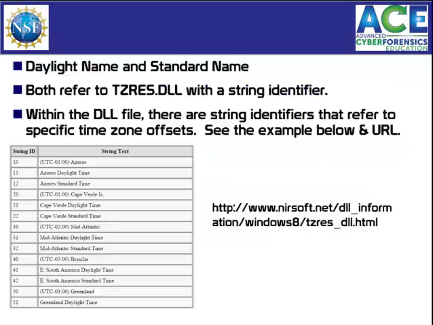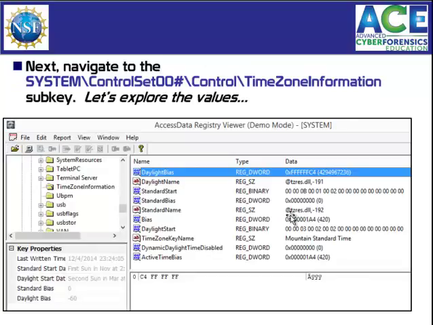The DaylightName and StandardName both refer to TZRES.DLL, with a string identifier. So I'm going to go back one slide so you can see that, and you'll see here that for DaylightName, TZRES.DLL,191 is the string value, and then for StandardName you'll see TZRES.DLL,192. It's referring to this DLL, which actually stores the time zone settings and values inside of this DLL file.